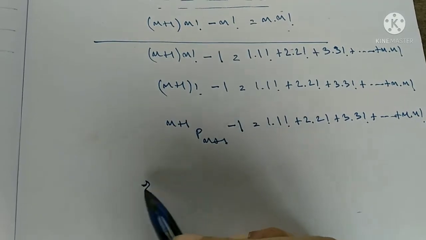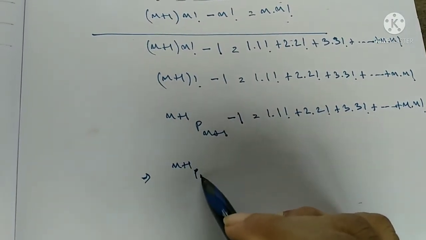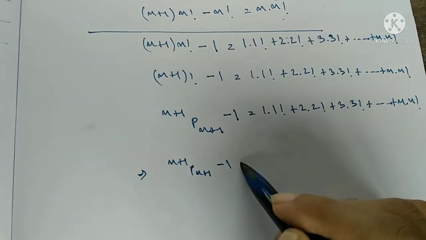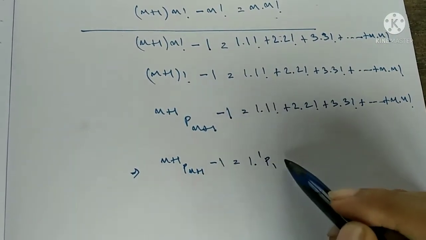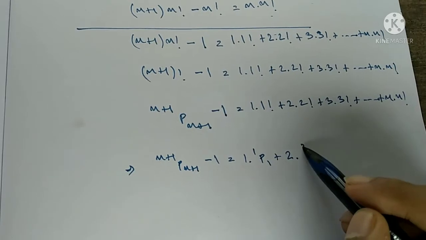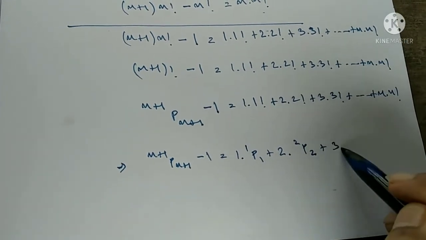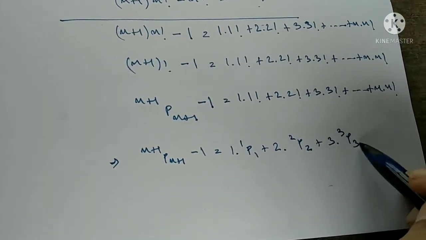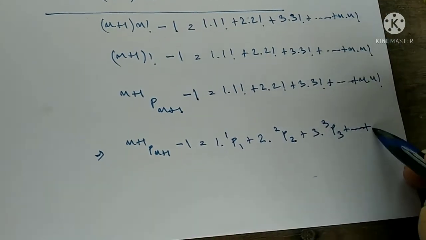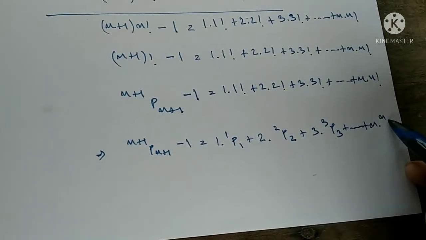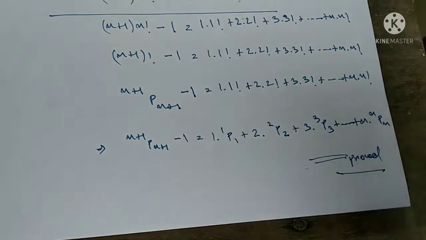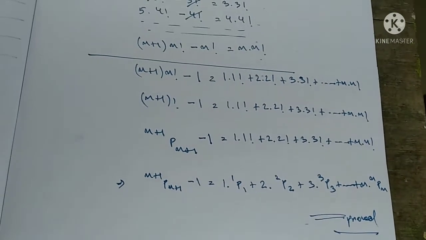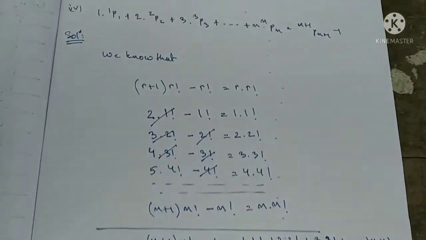Understand? So this is ultimately I can write n plus 1 P n plus 1 minus 1 is equals to this one. 1 into 1 factorial means 1P1, 2 into 2 factorial means 2P2, 3 into 3 factorial means 3P3 plus dot dot dot plus n into n factorial means nPn. This is our proved. That much only in here I have to do. Again in here nothing there. One time again I am explaining.